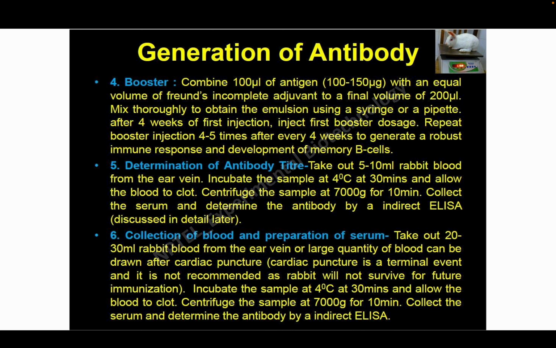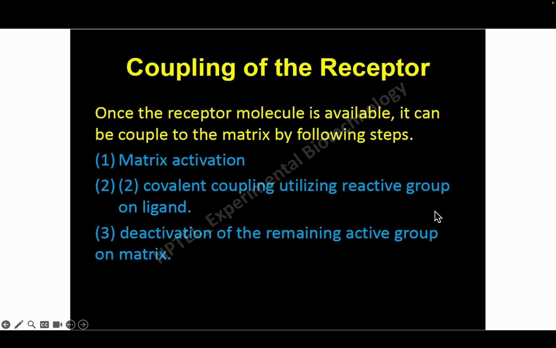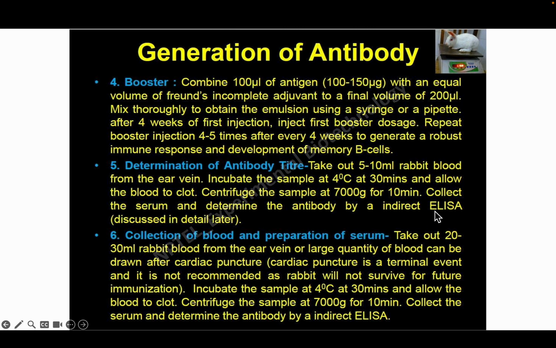What you will do is determine the antibody by an indirect ELISA. So indirect ELISA, what is it? You will add antigen and antibody and you will see whether the antibody is able to bind to the antigen efficiently. So you will do ELISA to check that.